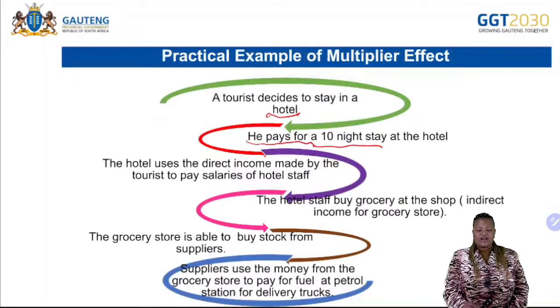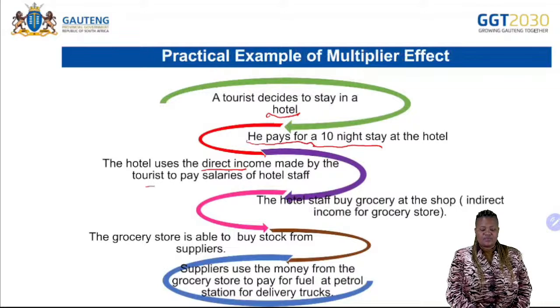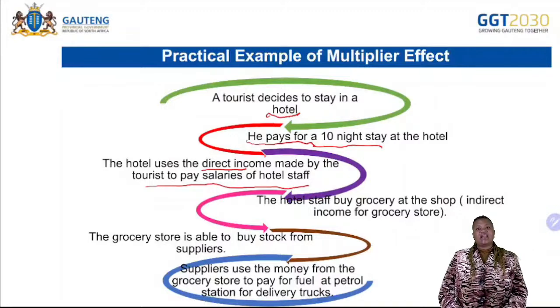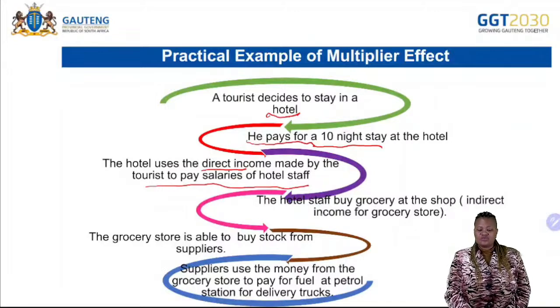The hotel uses the direct income made by the tourist to pay the salaries of hotel staff. Remember that when the tourist pays for the 10-night stay, him making a payment to the hotel means that he is making a direct payment, and that direct payment will be used by the hotel to pay the salaries of the hotel staff. And then the hotel staff, because they're normal people like me and you, are able to use the money to buy groceries at the shops, which is an indirect income for the grocery store.